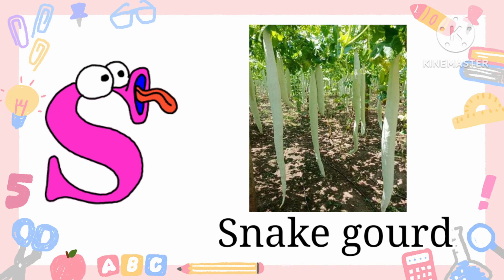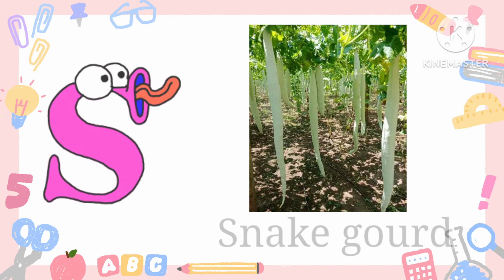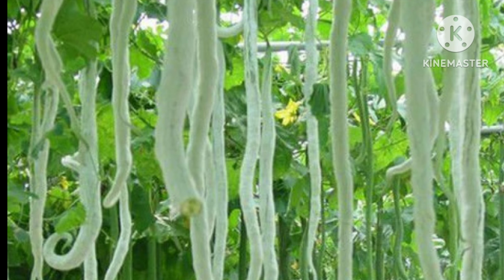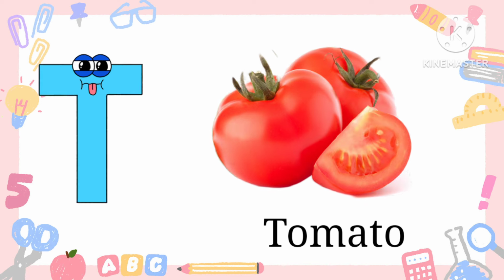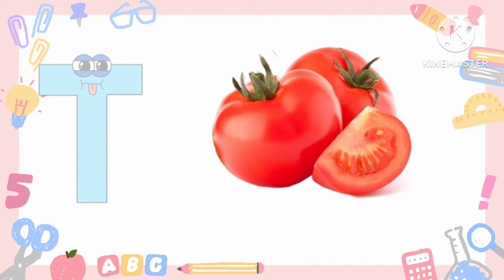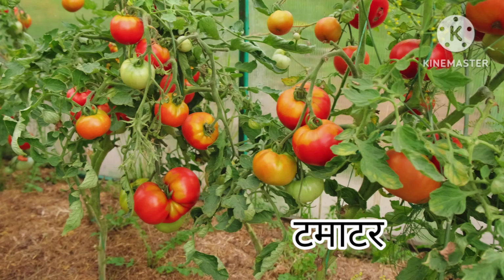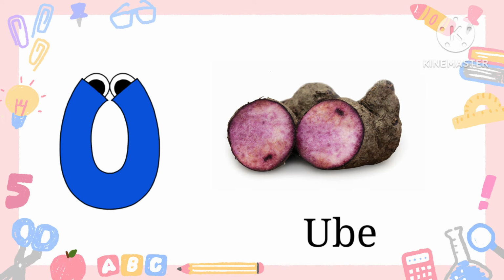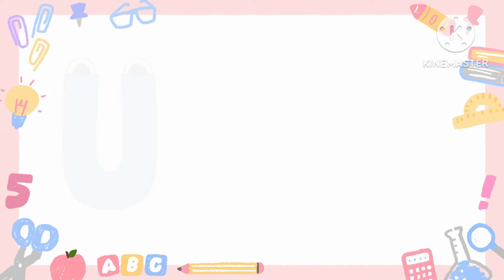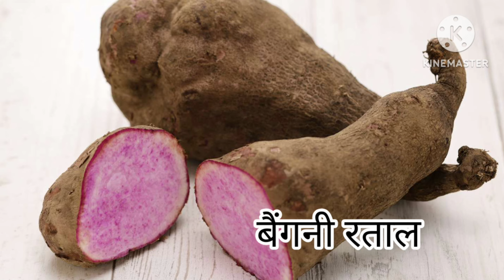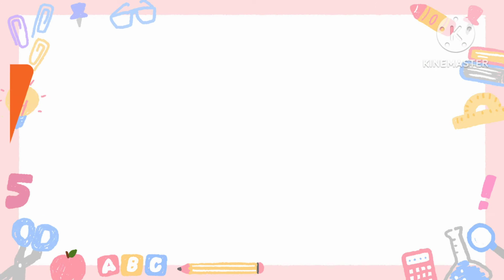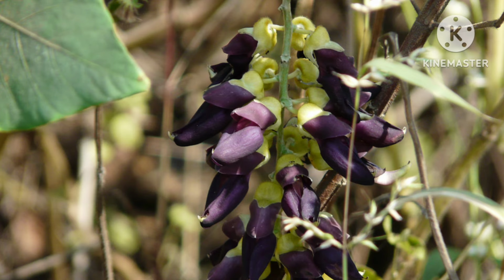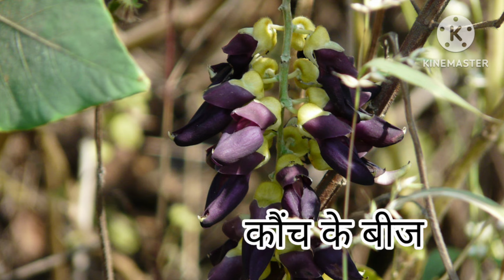S. S for snake gourd. Hindi mein chichinda. T. T for tomato. Hindi mein tomato. U. U for ube. Hindi mein bangni ratalu. V. V for velvet bean. Hindi mein konch ke beej.